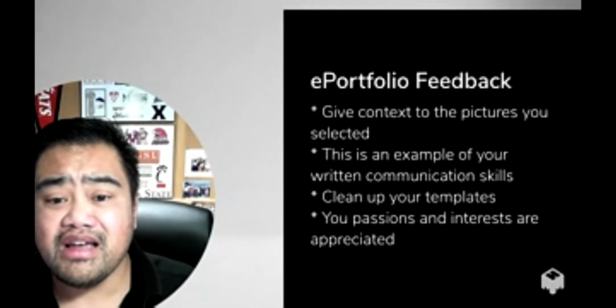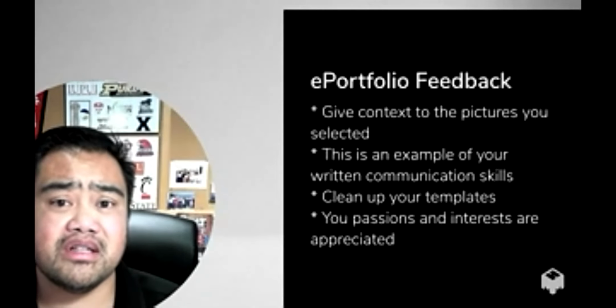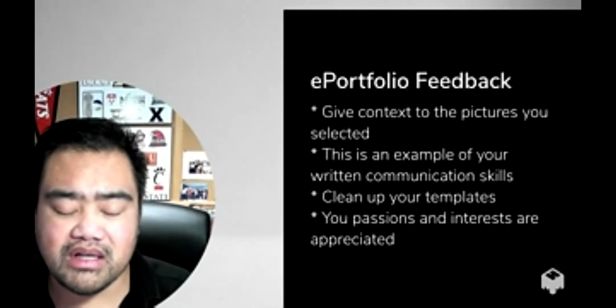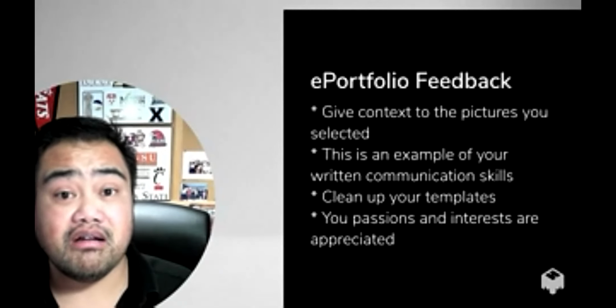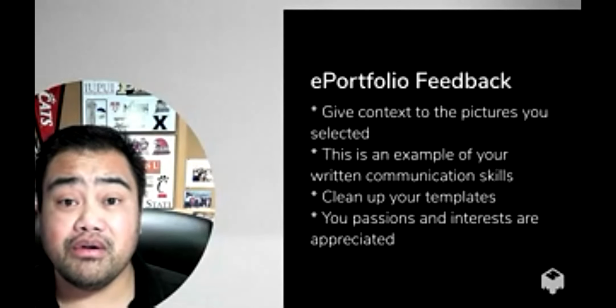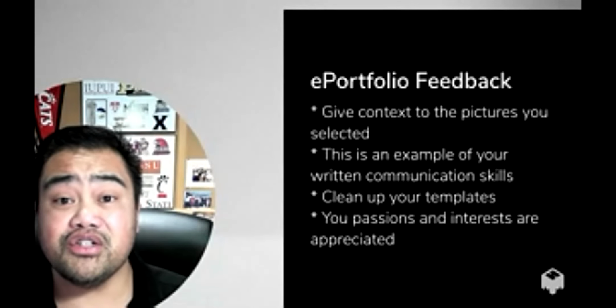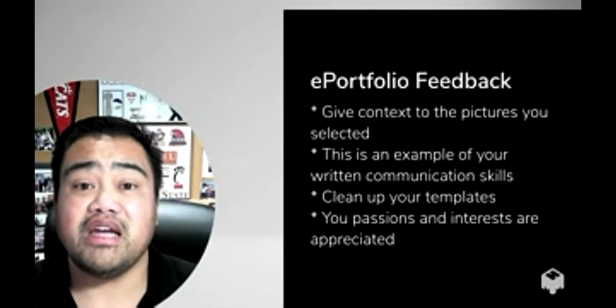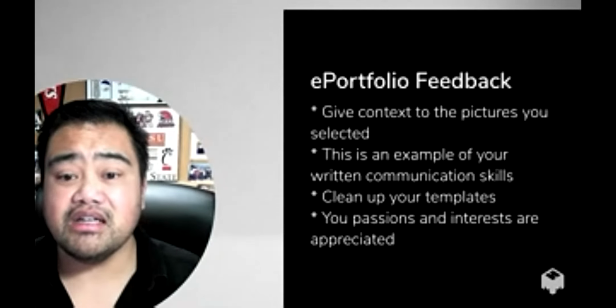First and foremost, give some context to the pictures you selected. One of the unique things that I'm noticing with some of you and the ones I'm grading is you're sharing photos of yourself, which is terrific, right? And some of you are actually taking a step further and illustrating your work environments, which is great. Give some context to it, right?